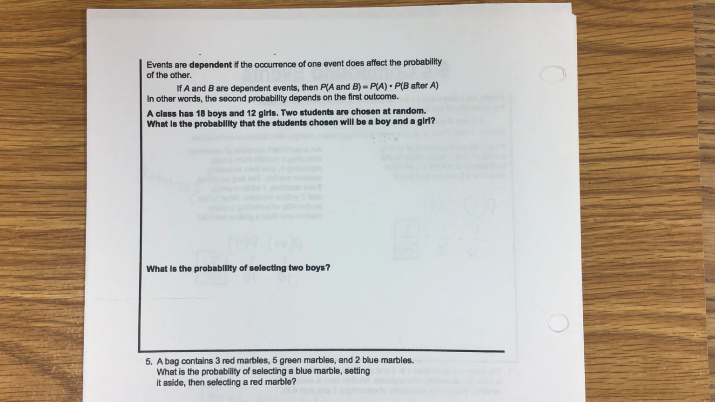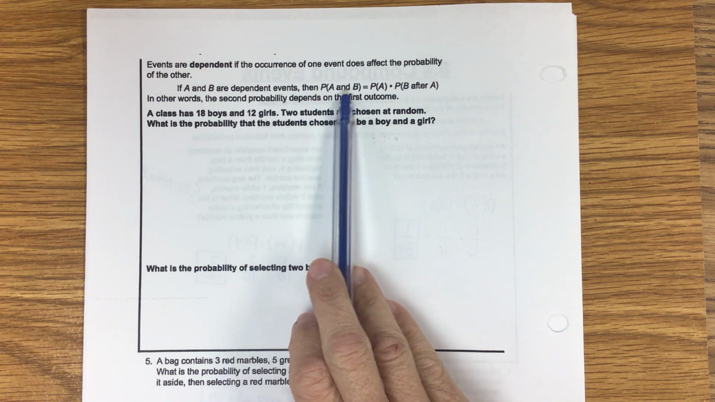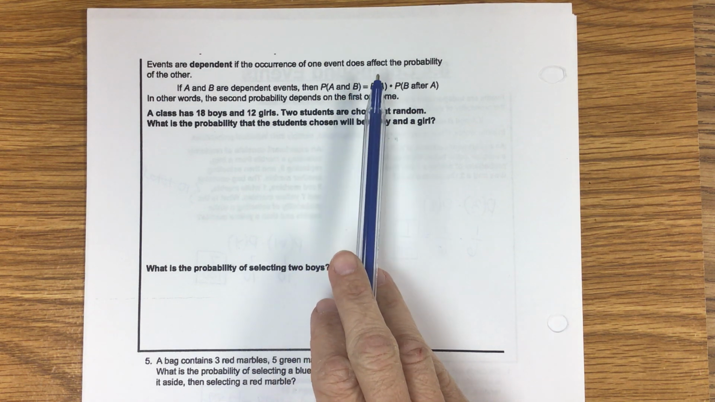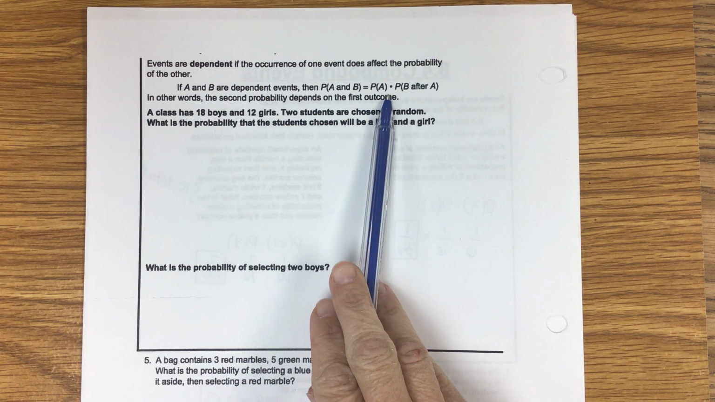Now we're going to talk about events being dependent. Events are dependent if the occurrence of one event does affect the probability of another. If A and B are dependent events, then the probability of A and B happening, you can't just say probability of A times probability of B because they affect each other.